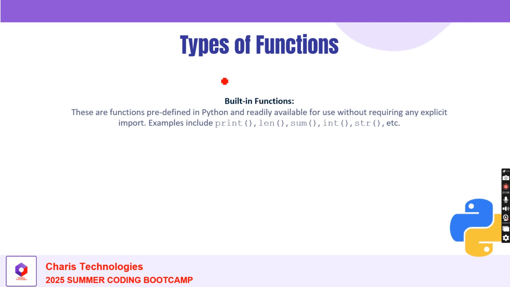So what are the types of functions we have? In Python, we have built-in functions. These are predefined Python functions, readily available for use. You don't need to import them. For instance, the print function, the len function, the sum function, the int function, the str function, that's to convert to string. All these functions, you don't need to import additional lines of code.